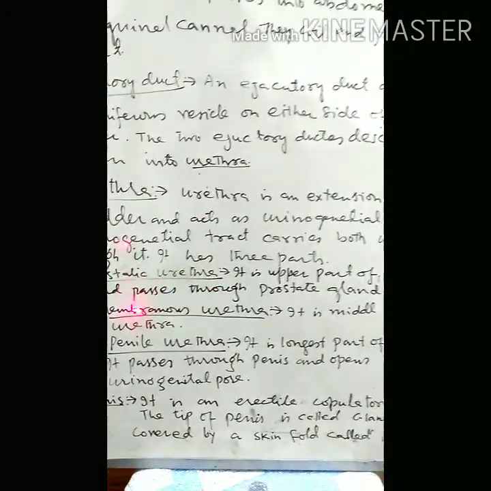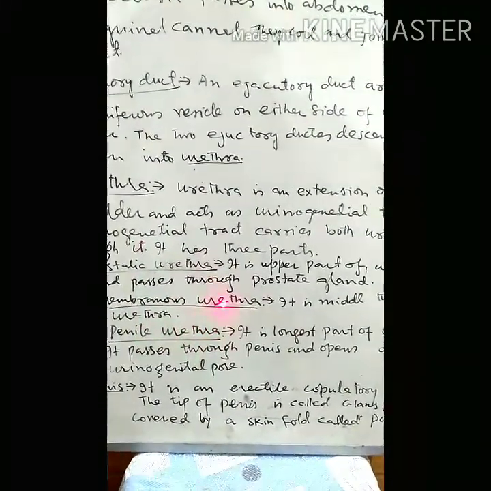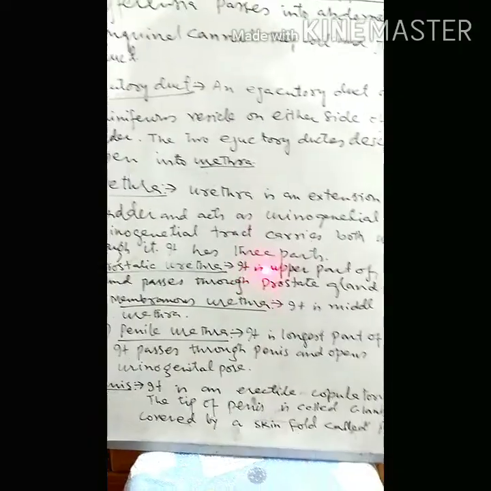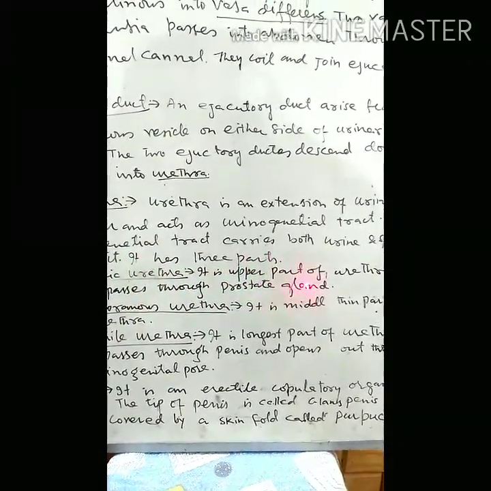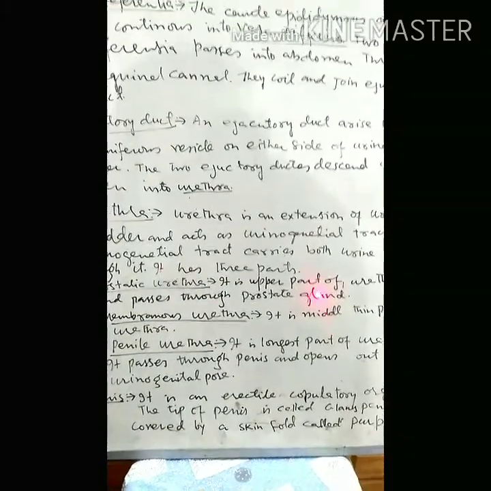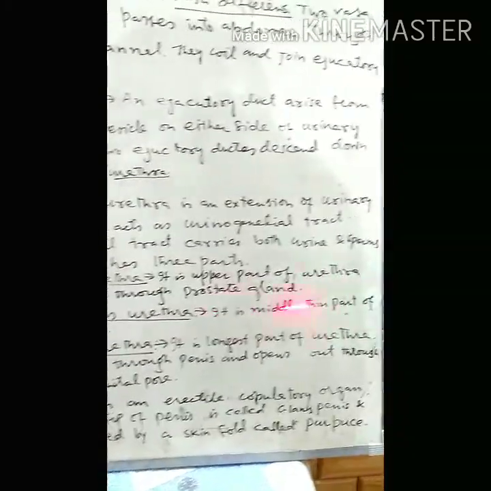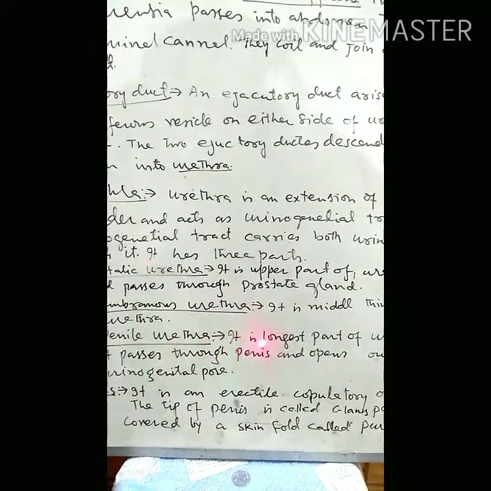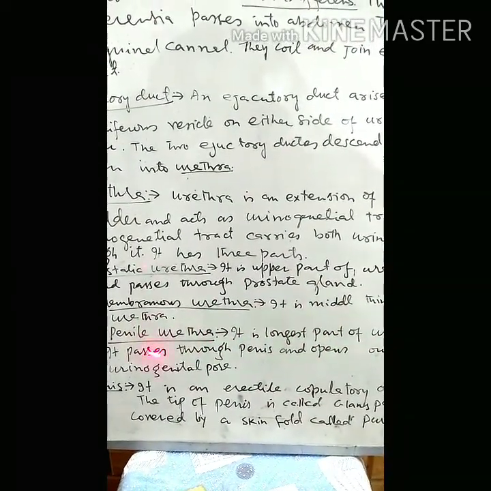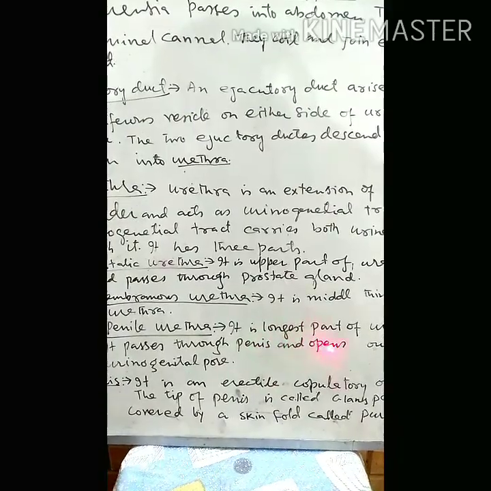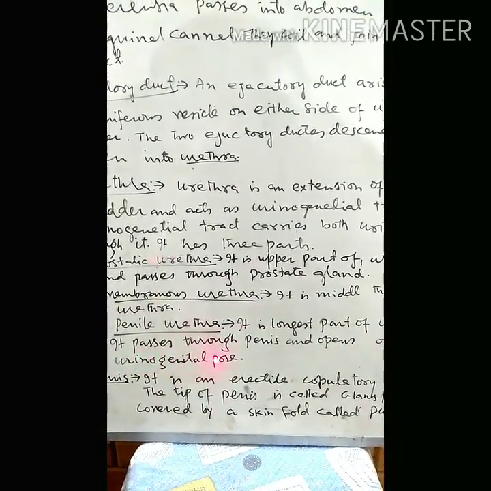Prostatic urethra, membranous urethra, penile urethra. What is the prostatic urethra? It is the upper part of the urethra and passes through the prostate gland. Membranous urethra is the middle thin part of the urethra. Penile urethra is the long part of the urethra, and it passes through the penis and opens out through the urinogenital pore.